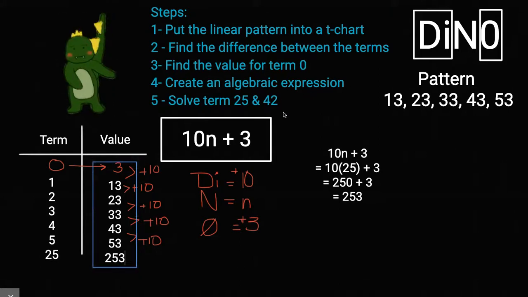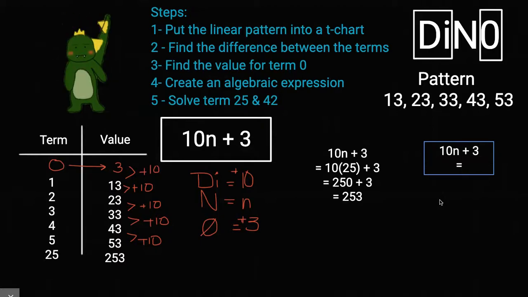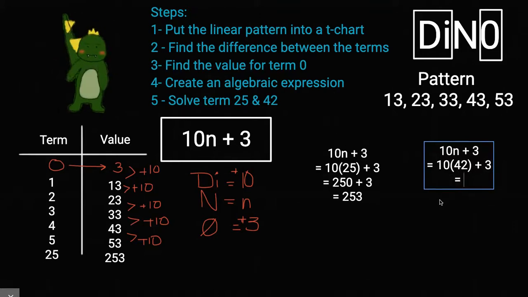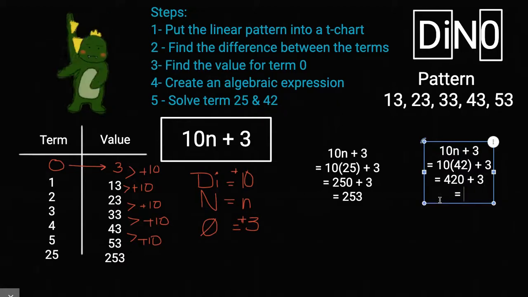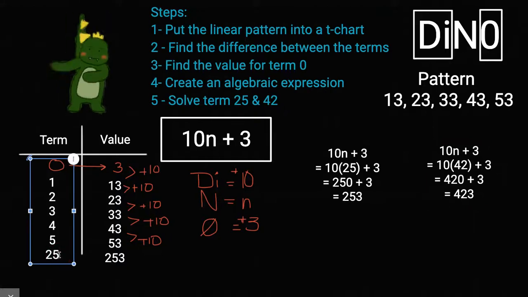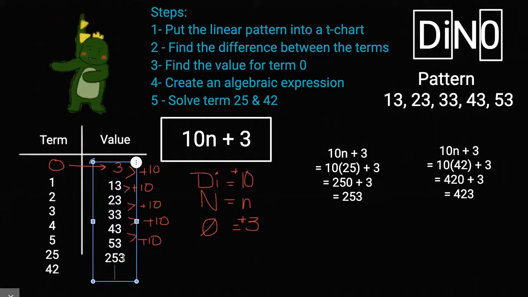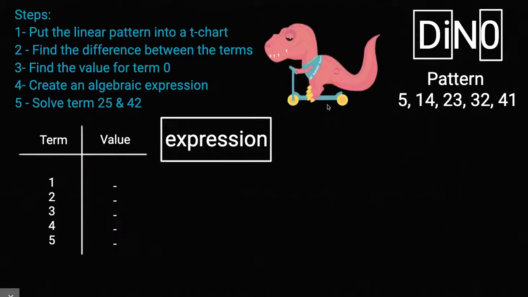Okay, so now I'm looking for term 42. Again, we're going to grab a text box, 10n, and start with our algebraic expression, 10n plus 3. I'm going to replace my variable by the term I'm looking for. So 10 times 42 plus 3. That gives us 420 plus 3. And my final answer is 423. So again, in my t-chart, I know that when my term is 42, my value will be 423. Awesome. This is question 4.